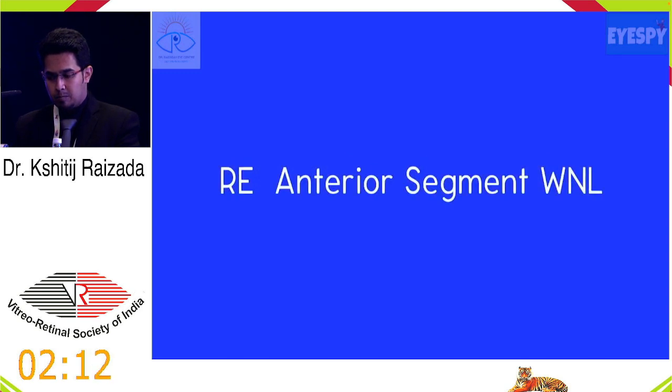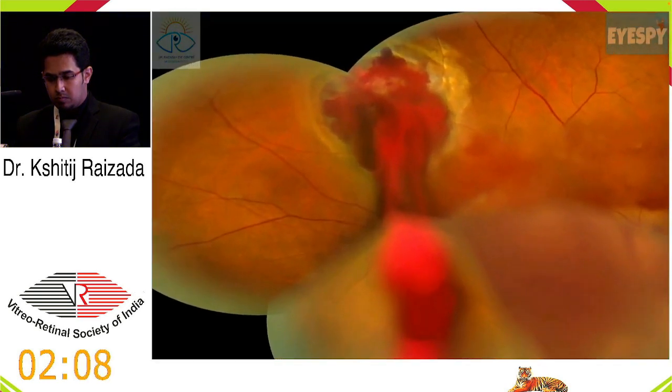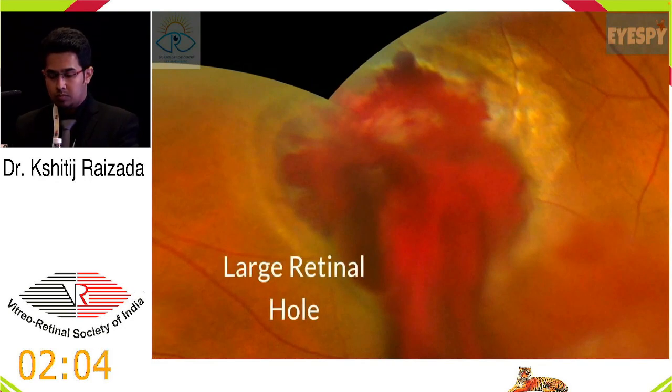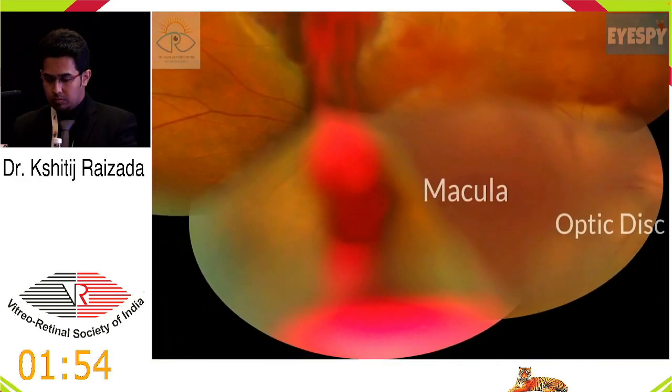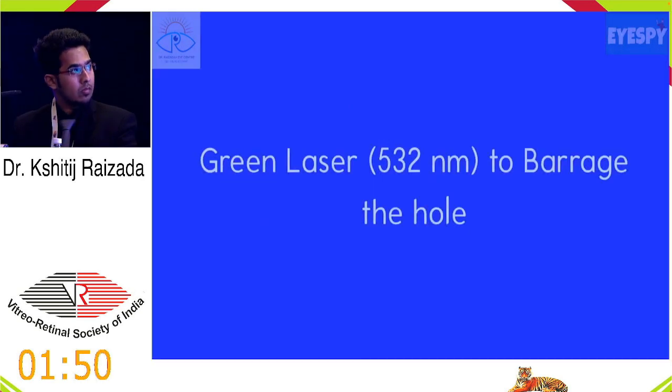But to our horror, her right eye fundus picture looked like this. A large retinal hole caused by laser burn, approximately 4 disc diameters in size, located superotemporal to the macula. The hole was seen to bleed fresh blood into the vitreous cavity. Decision to barrage the hole with green retinal laser was made.